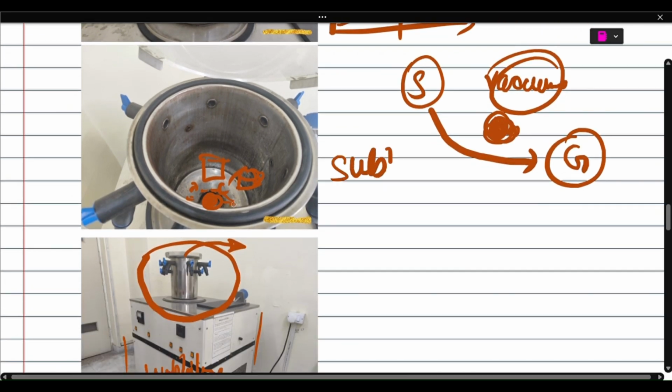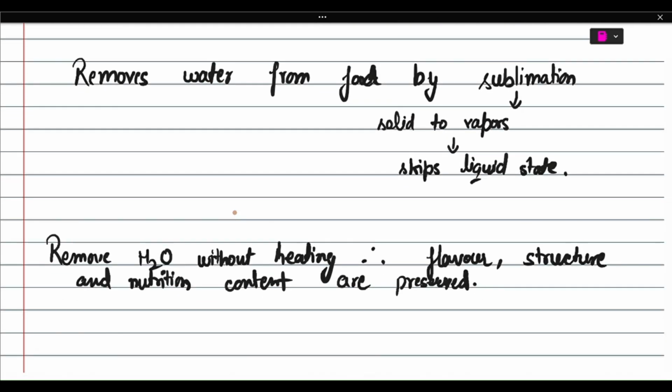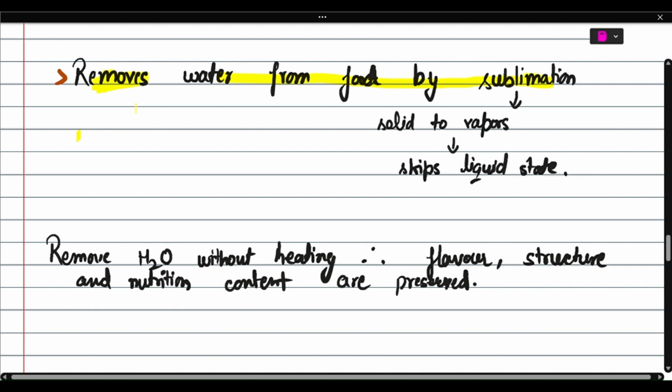So this is the principle followed in lyophilization, and this is how you can dry your foodstuff. Here I have written that in lyophilization, you remove the water from any food by sublimation. Sublimation is directly converting solid into vapors or gaseous state, without going through the liquid state. So we remove water without heating. Therefore, flavor, structure, and nutrition content are preserved by using lyophilization.